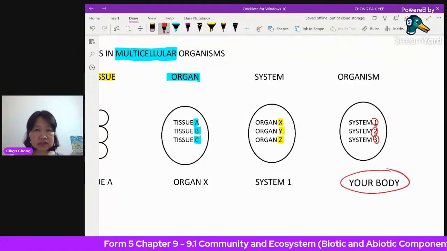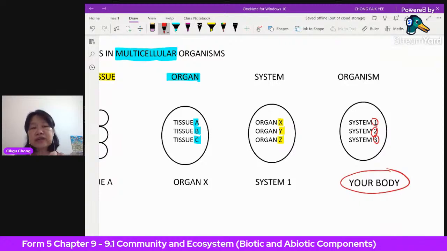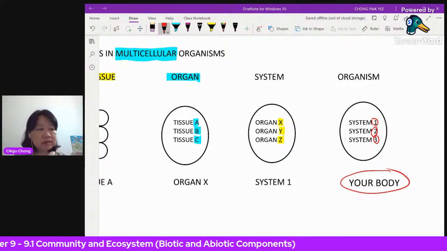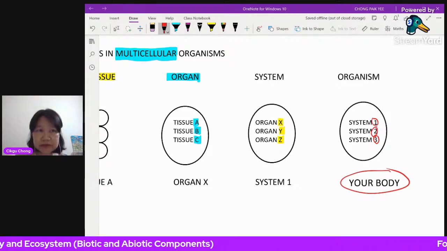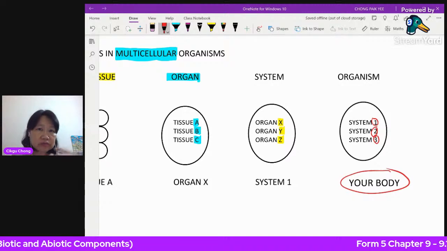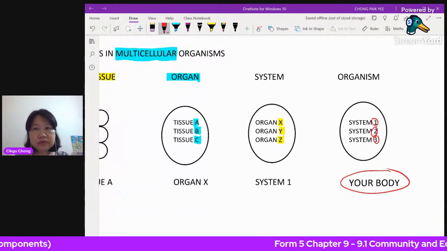Okay, you are the organism. The organism. So you can see here different levels, all right? From the lowest level, which is just one cell. Then you join up together, all right? You get a higher order, which is your body.